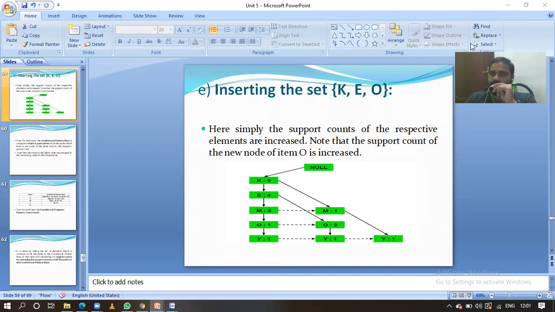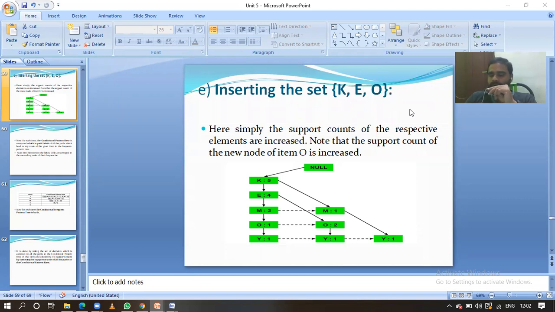Based on that, we formed the trie data structure. In the trie data structure we have the transaction, item, and order set. These three things are there in the trie data structure. By using that, we constructed the tree structure. Finally, we have added KEO.